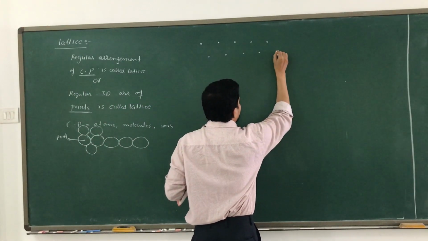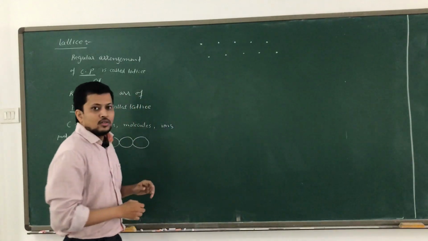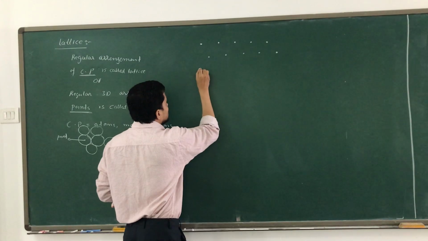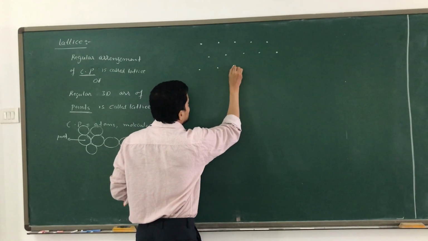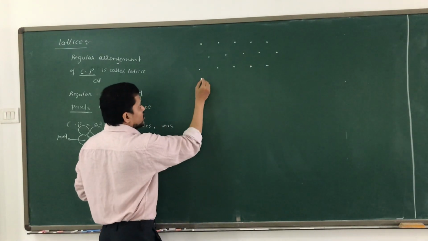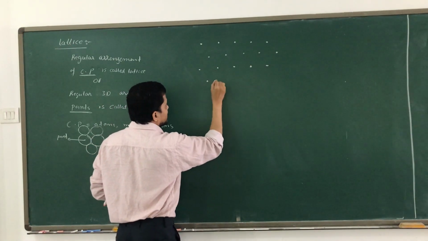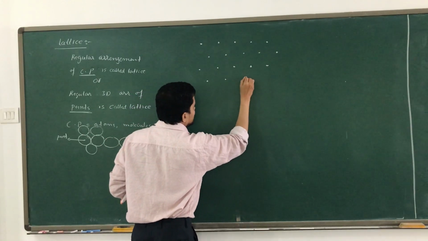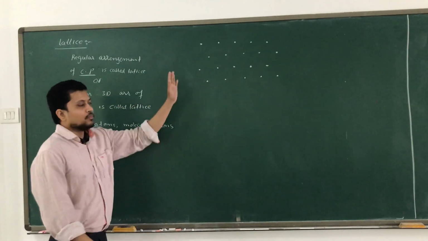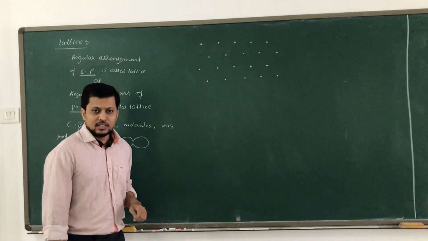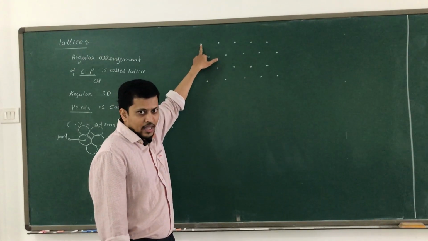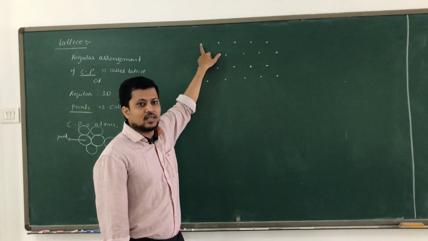Now one more atom is going to be over here, right? Now if we draw the next row of atoms, it will be over here. 1, 2, 3, 4 and 5. One more row of atoms: 1, 2, 3, 4, 5. So this is nothing but the lattice here, right? In the lattice, what do we have? Points or atoms.